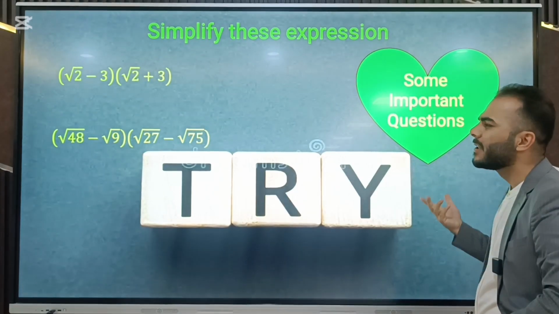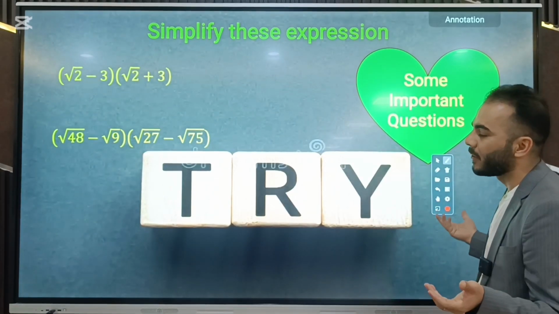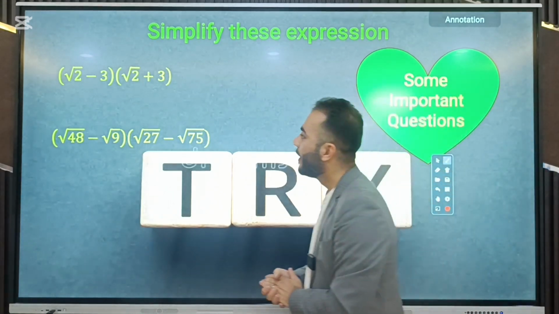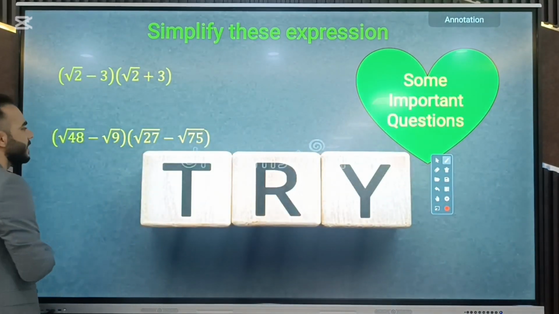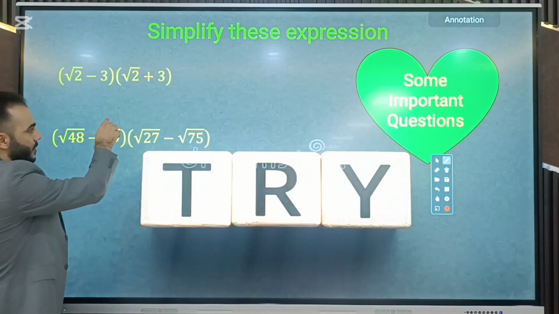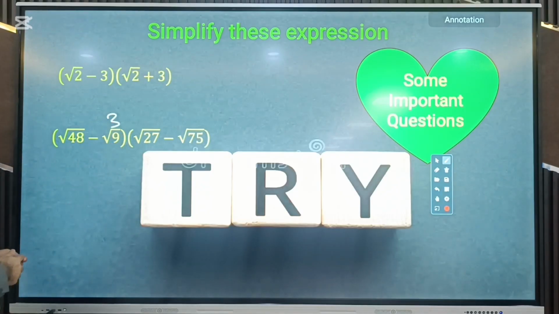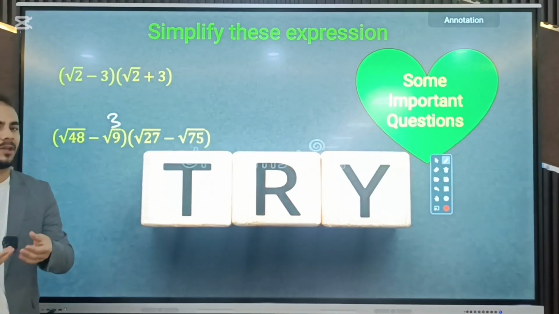Right now, what if a and b were not the same? Then we have to simplify them, and then multiply the brackets by each other. So for instance, square root of 48 minus square root of 9, that is perfect, it's equal to 3. Square root of 27 minus square root of 75. Well guys, here you have to simplify. There is no other way.